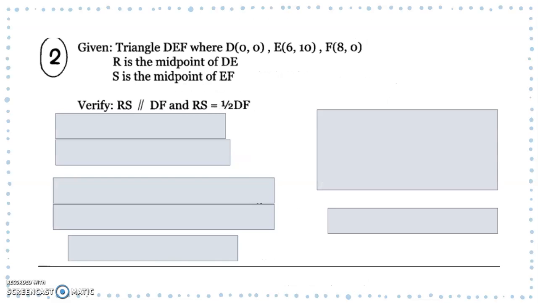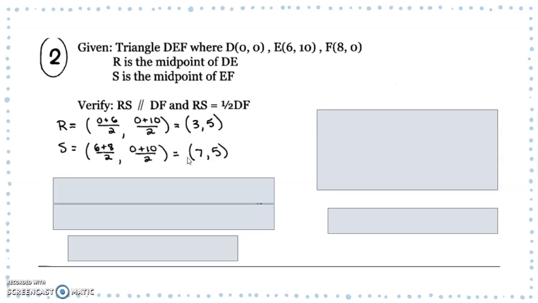We're going to look at one more example in the coordinate plane. So again, they gave us our triangle with our points. They told me that R is the midpoint of DE and S is the midpoint of EF. And same thing, we want to verify that those sides are parallel and that RS is half of DF. We're going to start with finding our midpoint for our sides. So R becomes 3, 5, and S becomes 7, 5.